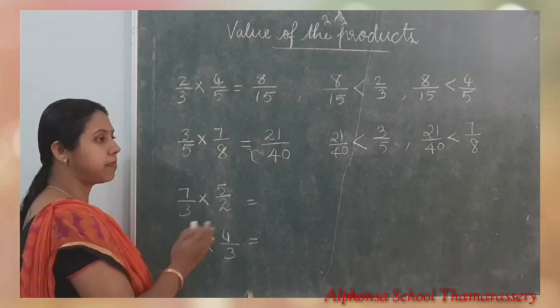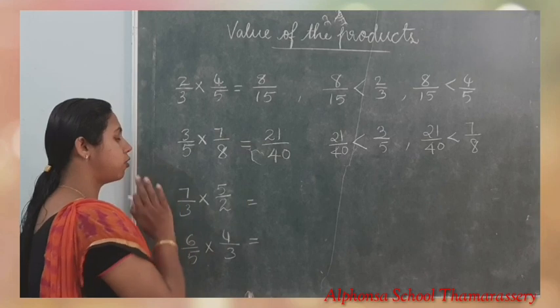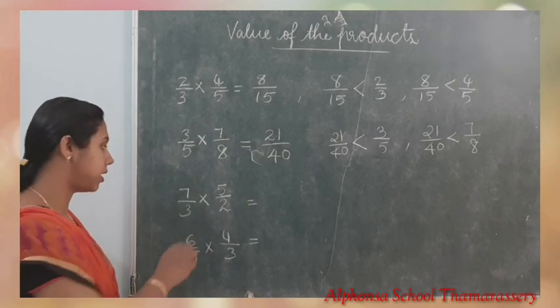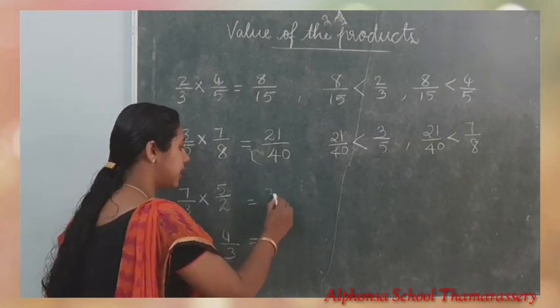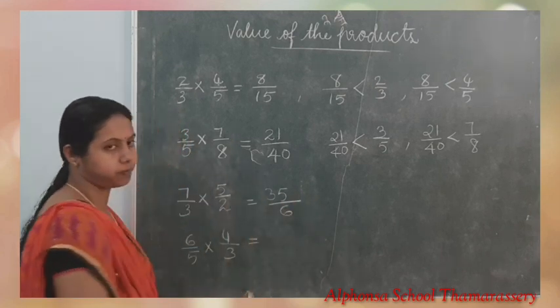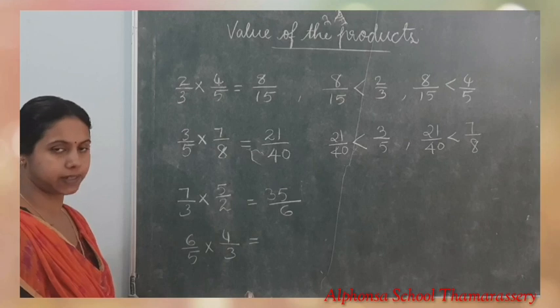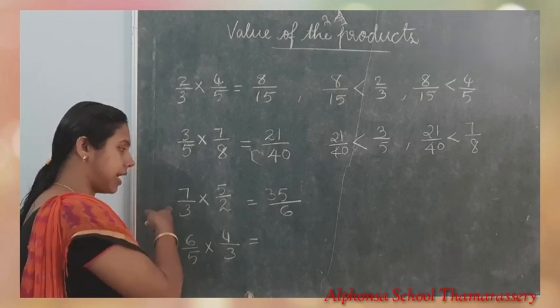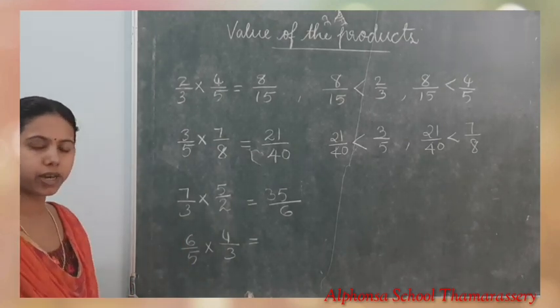We know how to multiply two fractions. Multiply the numerators and multiply the denominators. So 7 into 5, 35, divided by 3 into 2, 6. 35 by 6. Is this product less than or greater than each of the fractions?